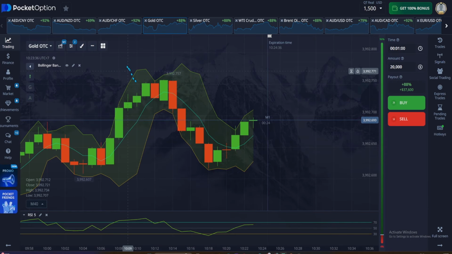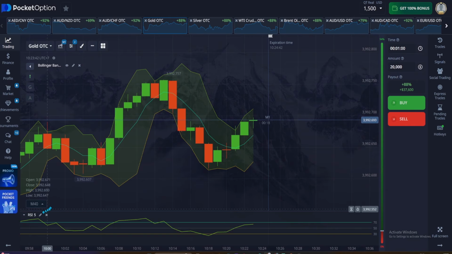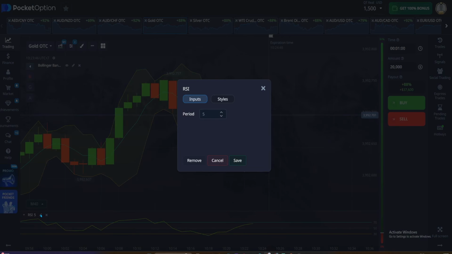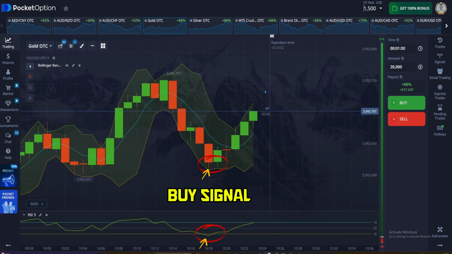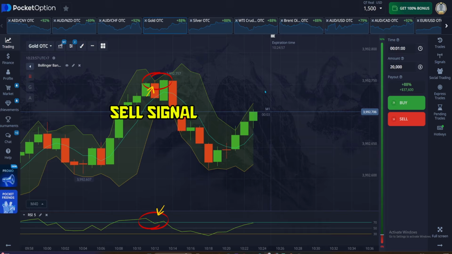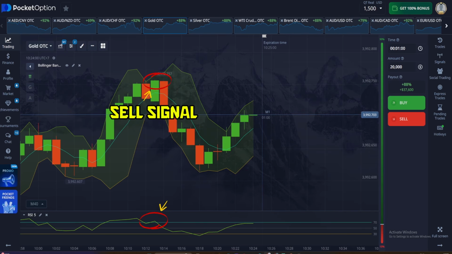Now, let's set it up step by step. Add Bollinger Bands with period 5 and deviation 2. Then add RSI 5 with levels at 70 and 30. Here's what you look for. When price touches or breaks below the lower band, and RSI is below 30, then starts turning up, that's a buy signal. When price touches or breaks above the upper band, and RSI is above 70, then starts turning down, that's a sell signal.